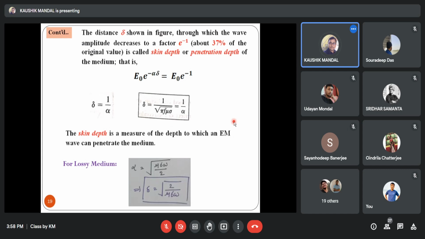At the last, we have discussed the wave propagation in a good conductor, and we have seen that the electromagnetic wave is attenuated as it enters the good conductor. When the amplitude of the electromagnetic wave decreases by a factor of e to the power minus 1, that particular depth is known as the skin depth, and this skin depth is denoted by delta. So delta equals 1 by alpha.